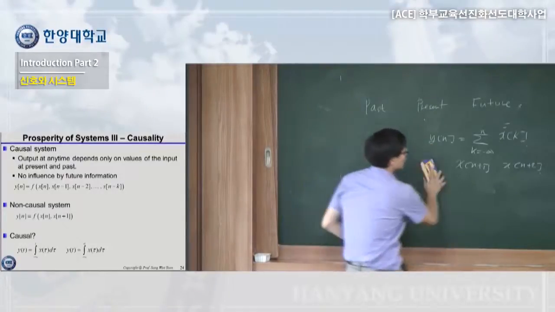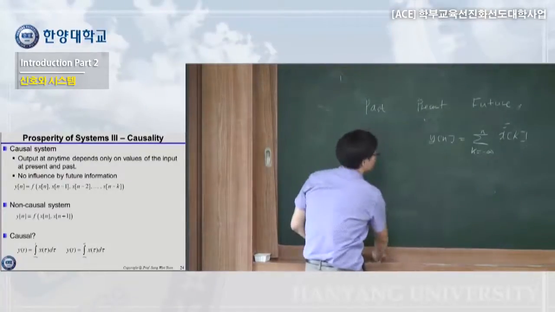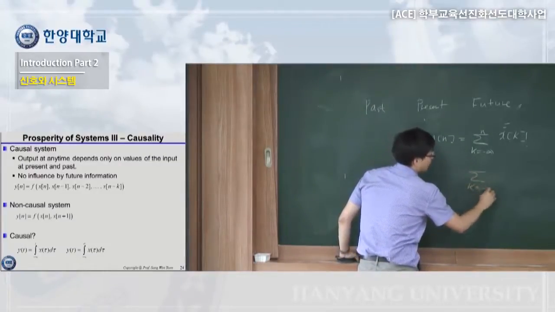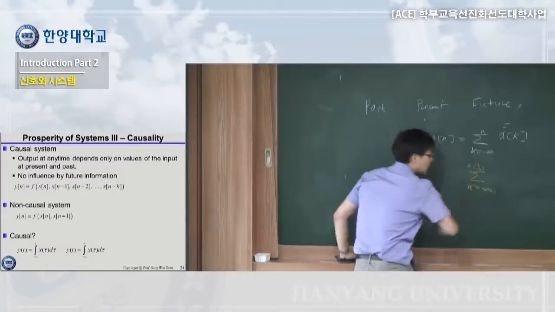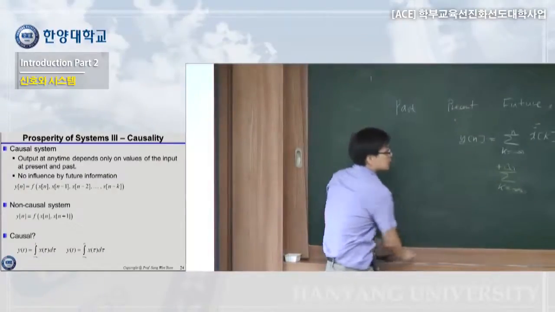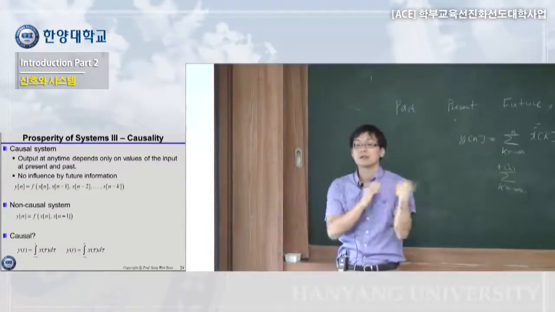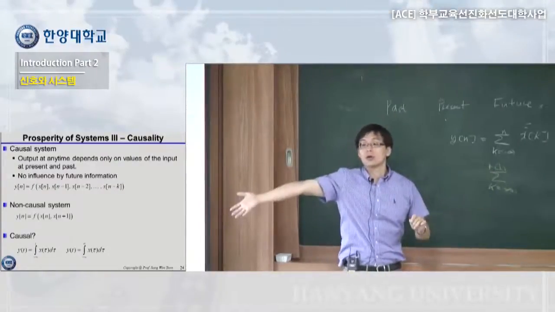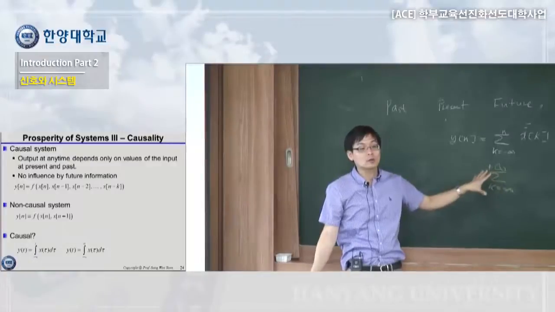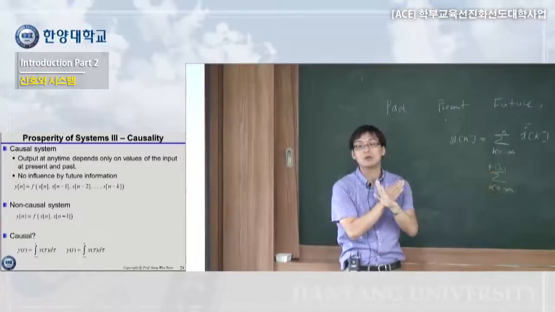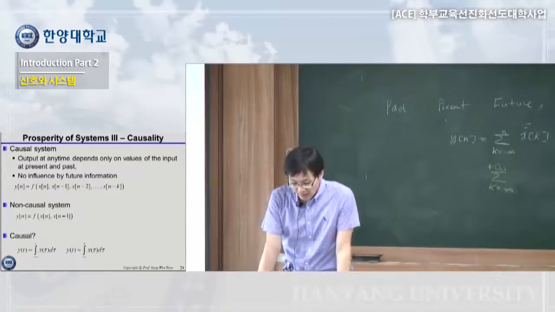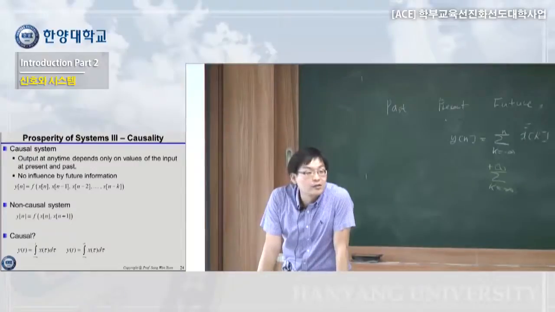But if we change it to adding from minus infinite to plus infinite, for example, this one is not a causal system, because plus infinite is the future. This one depends on the future also. So this one is not causal. Make sense? I think you guys have a question, so questions.